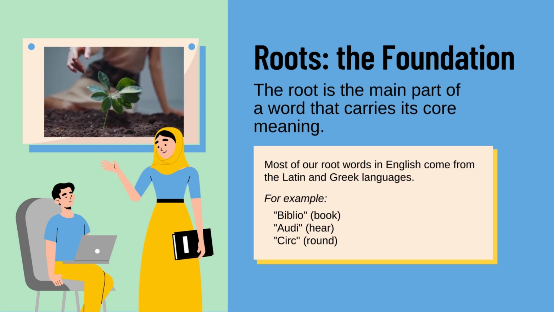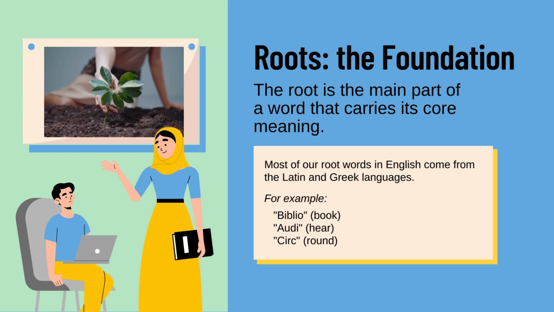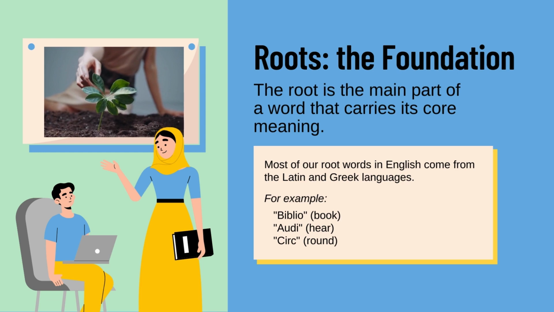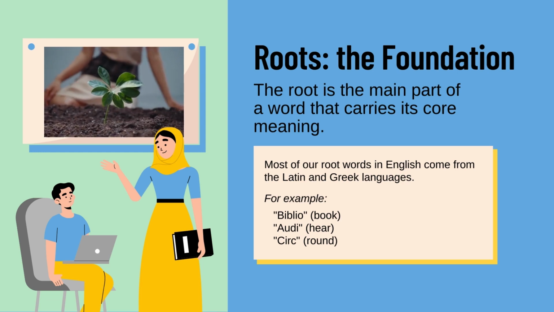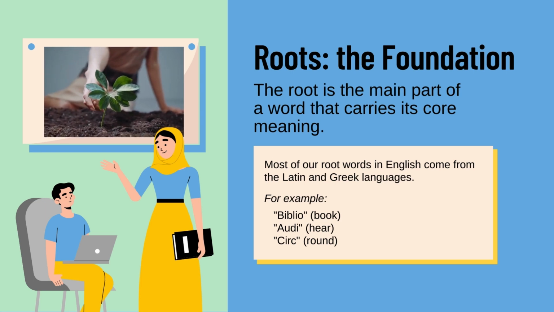For example, biblio means book, such as in bibliography. Audi means hear, like audio or audiobook. And I'm sure you can guess this one, but circ, as in circle, means round.